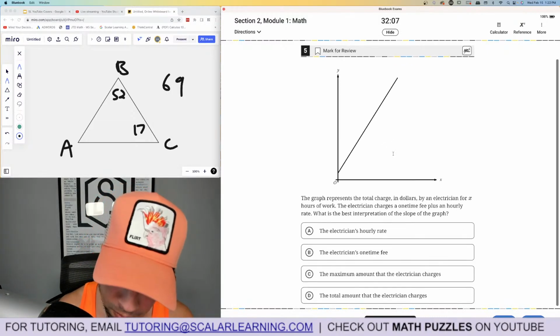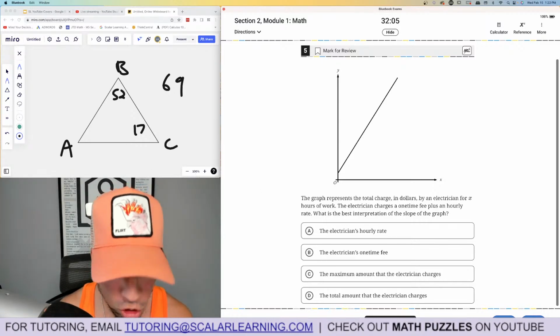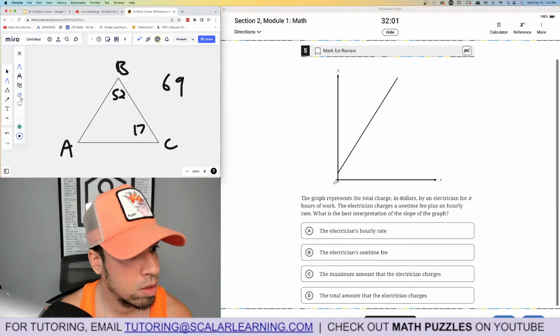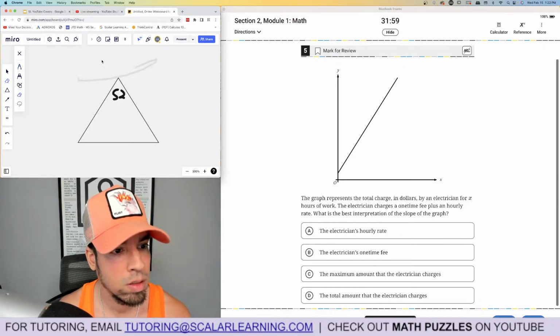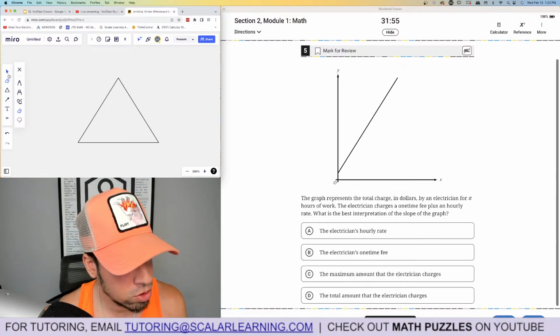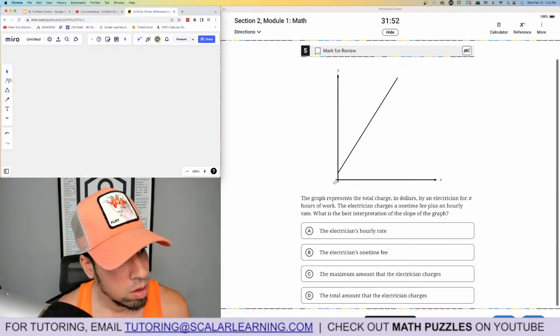Here we go. The graph represents the total charge. Hold on one second. All right, let me do this. Get rid of this. Gosh, this is real. Okay, there we go.